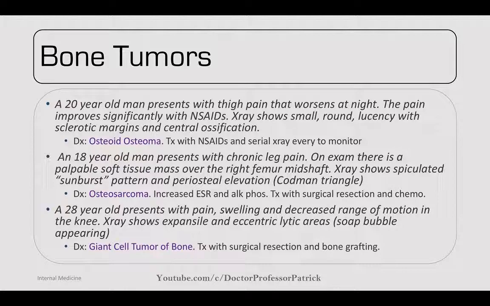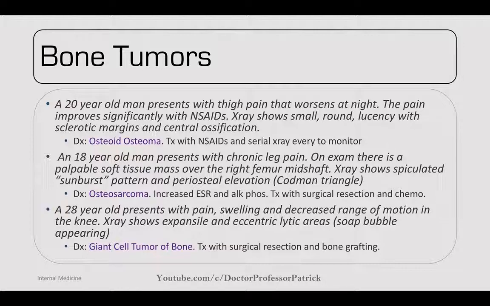Next is an 18-year-old man with chronic leg pain. On exam, there's a palpable soft tissue mass over the right femur in the mid-shaft area. X-rays show a spiculated or sunburst pattern and periosteal elevation, or Codman's triangle. The diagnosis here would be osteosarcoma. Increased ESR and alk phos are also seen on labs, and you can treat with surgical resection and chemotherapy.